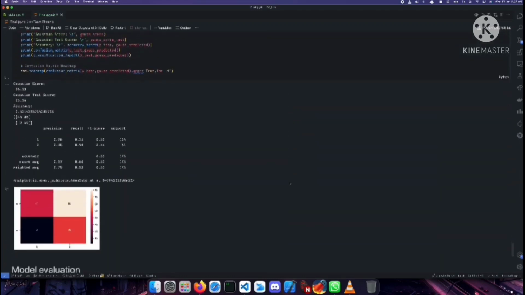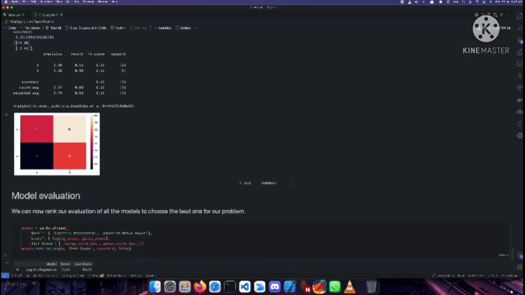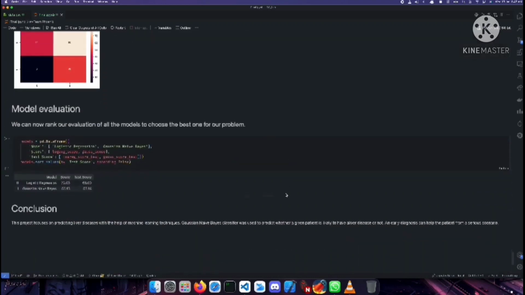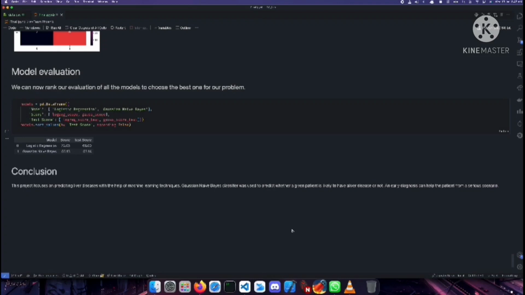Conclusion: this project focuses on predicting liver diseases with the help of machine learning techniques. Gaussian naive Bayes classifier was used to predict whether a given patient is likely to have a liver disease or not. An early diagnosis can help the patient from a serious scenario.